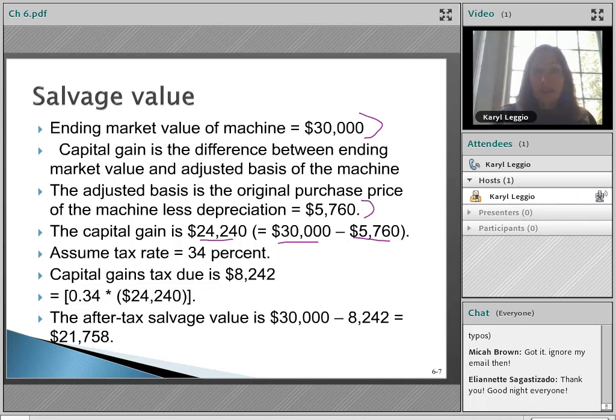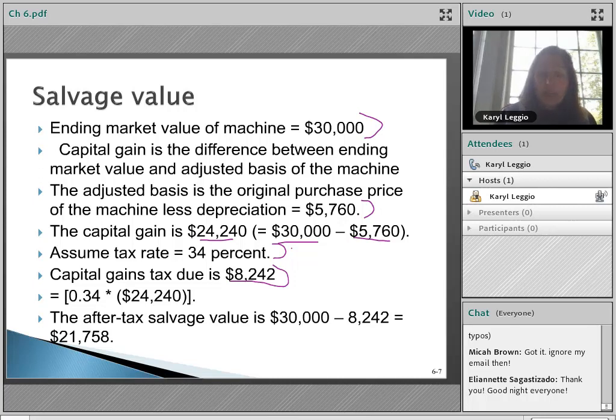Well, the government says capital gains don't belong to you. We've got to share them. And so the government wants its share of that $24,240. And its share is the tax rate, or 34%. So the government is going to take 34% of the capital gains of $24,240, or the government is going to get $8,242. So remember, at the end of the life of this asset, we're going to sell it for $30,000, which is a cash inflow. But of that, we have to pay the government $8,242, which is an outflow.